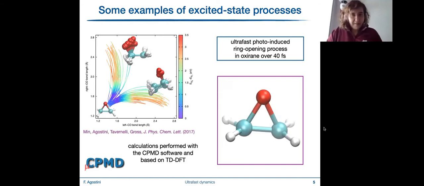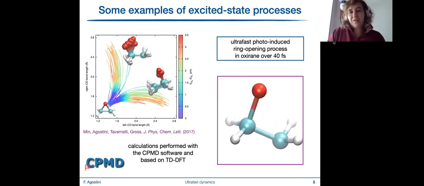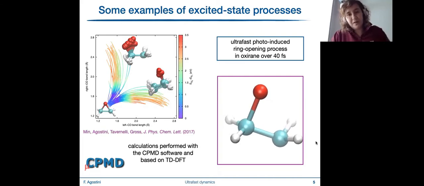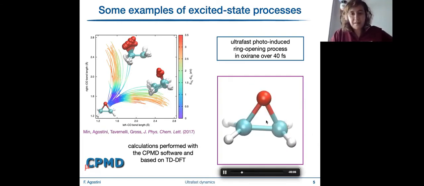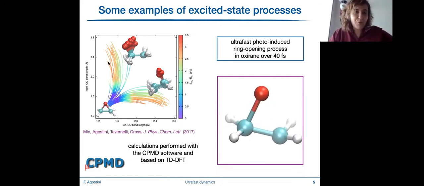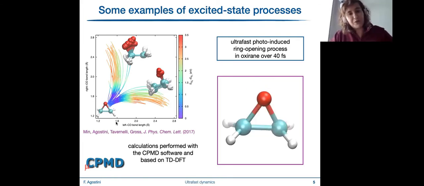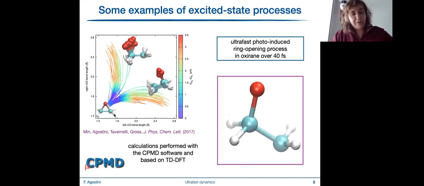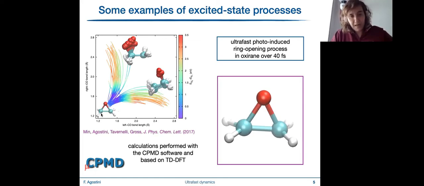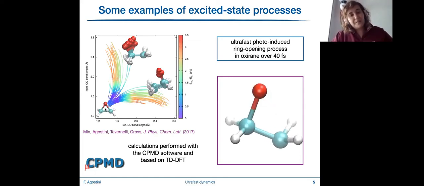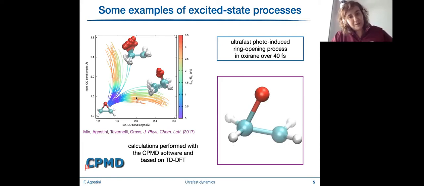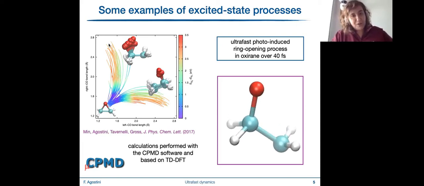This is another study that we have done some years ago on the ultrafast photo-induced ring opening process in oxirane. So you can see here, this is the oxirane molecule, and after you excite it to the second electronic excited state, you can activate this ring opening process. If you look at the dynamics of the molecule in a reduced dimensional space, represented by these two coordinates that are the lengths of the two C-O bonds, you can see that if you prepare the initial molecule in closed form in the second excited state, it relaxes to the first excited state, and you have some trajectories that open by breaking this bond here, and some trajectories that instead lead to this open configuration by breaking these other two bonds.